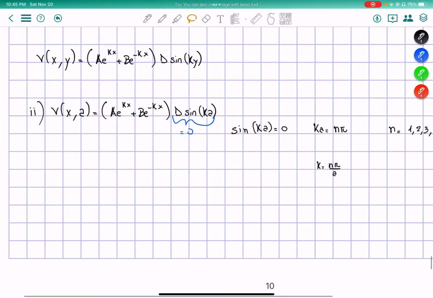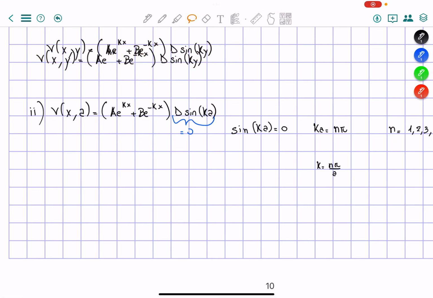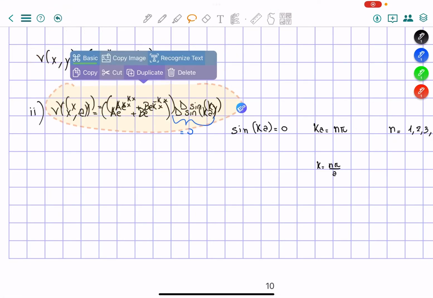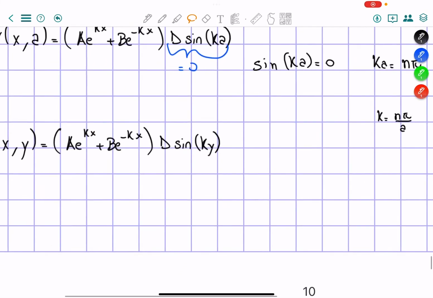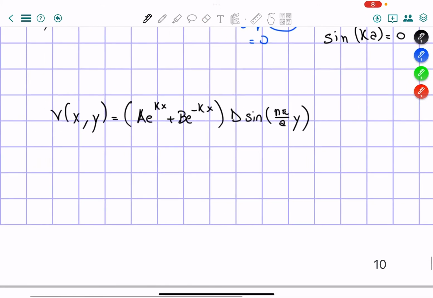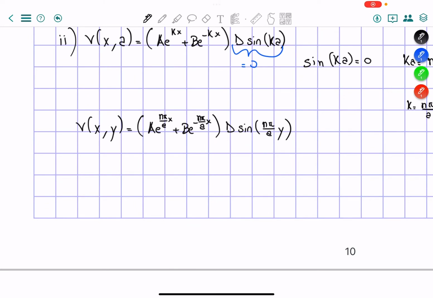So if we go back, copy this, paste it here, and we substitute our k with n pi over a, then we know that it's going to be equal to n pi over a times y. And of course we can substitute our k in the first part too, so n pi over a, and here again n pi over a. Okay, so now this is the formula that we get from the first two boundary conditions.